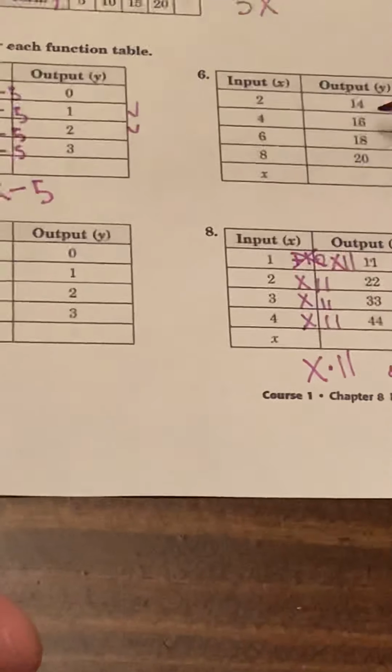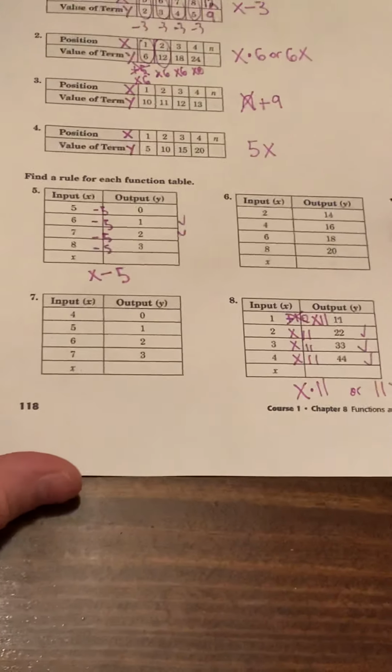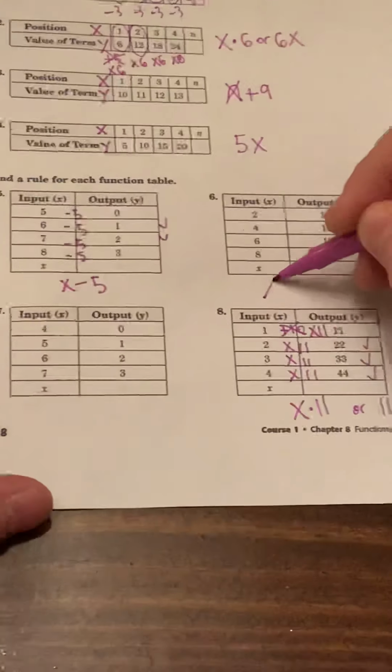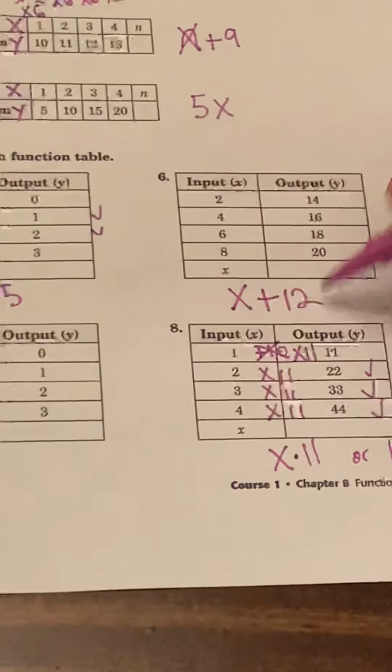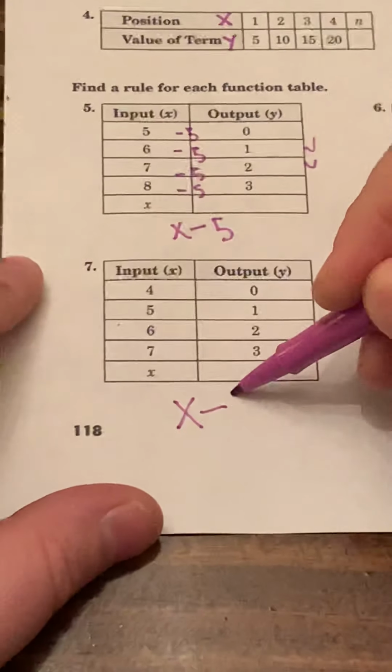Take a moment, pause this video again, do 6 and 7 on your own. For number 6, you should have gotten x plus 12. And for number 7, you should have gotten x minus 4.